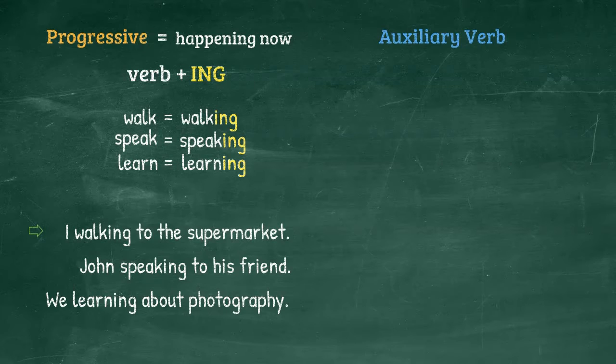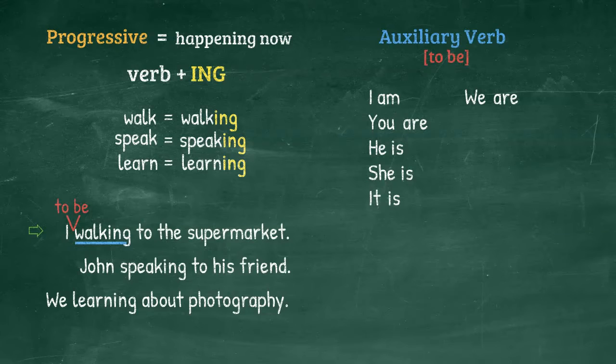In this sentence, the verb is walking. But before we can use the verb in the progressive tense, we need to use the auxiliary verb "to be" in front of it. And the verb "to be" slightly changes with each pronoun, and this is what it looks like: I am, you are, he, she, it is. We are, you are, they are. By the way, auxiliary just means help or support. In other words, the auxiliary verb just helps the main verb in the sentence.